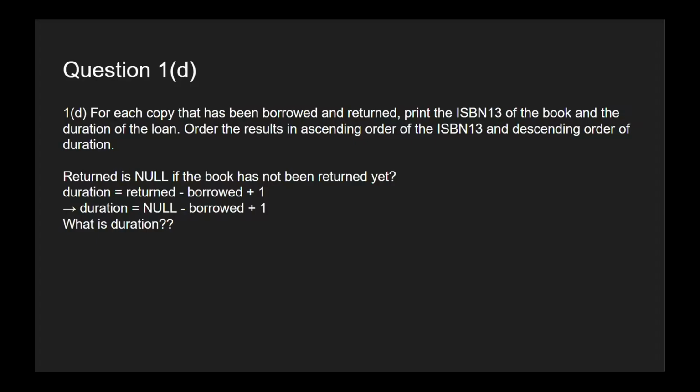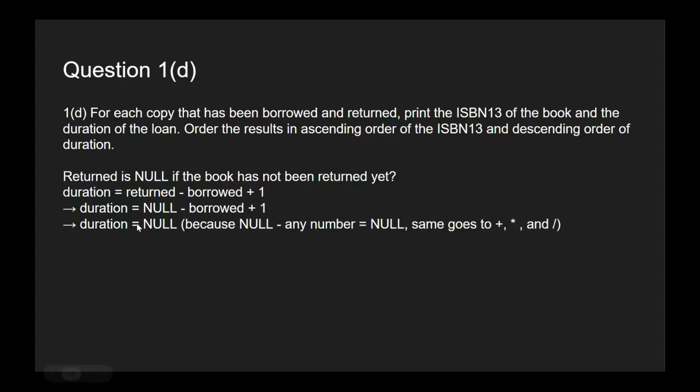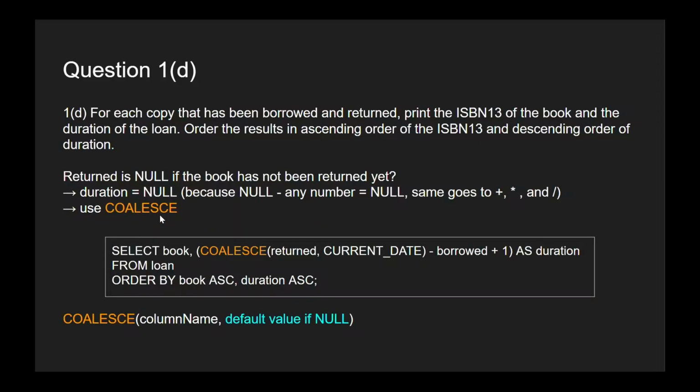In a database system, when there's a null inside a mathematical operation, the result will still be null. And this rule does not only apply to minus, it also applies to multiplication, addition, and division as well. So if this is plus, multiply, or divide, the result will still be null. So how can we actually fix this?